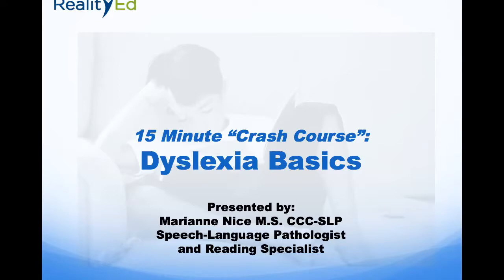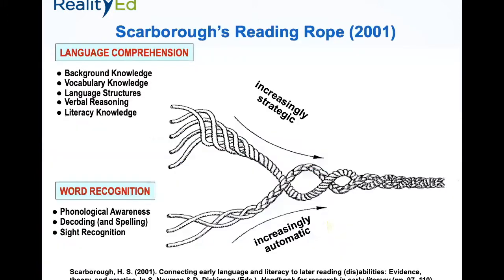Thanks for joining me on this 15-minute crash course in Dyslexia Basics. Since we don't have a lot of time, we'll get right into our content. What you're looking at now is a theoretical model depicting the simple view of reading, also represented by Scarborough's reading rope. So this was conceptualized by Hollis Scarborough in 2001.